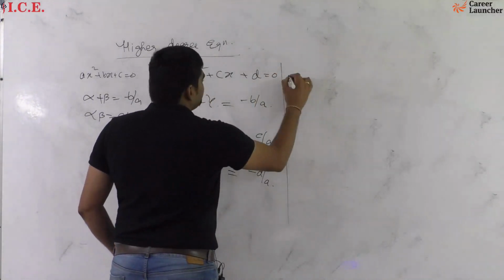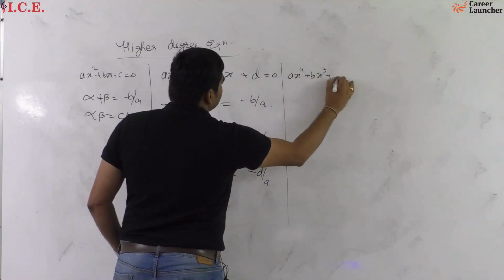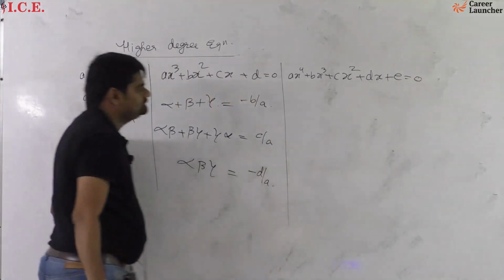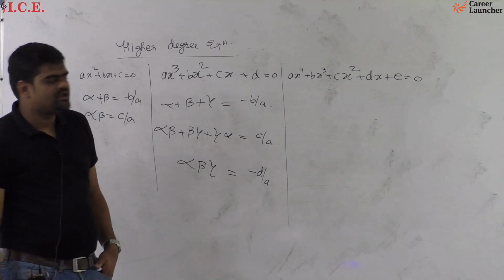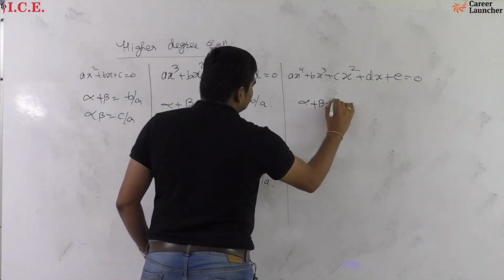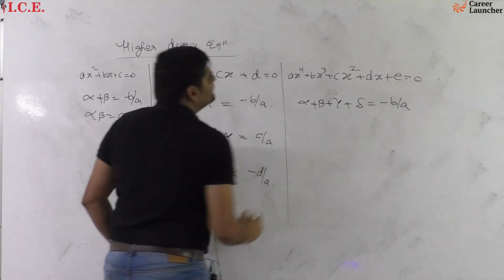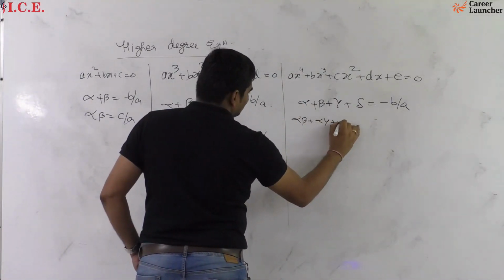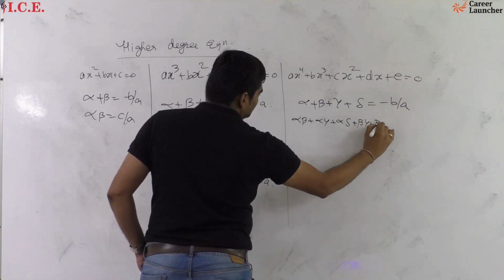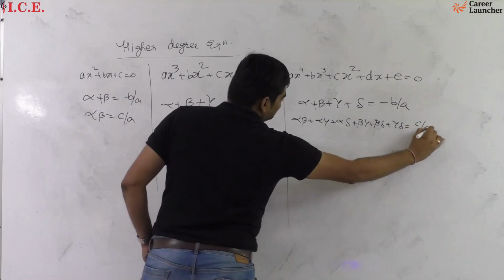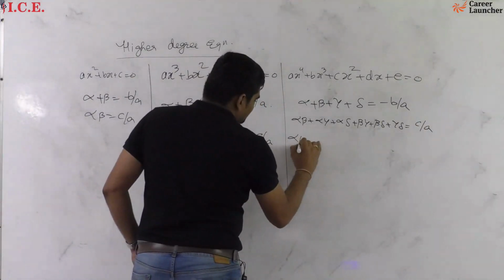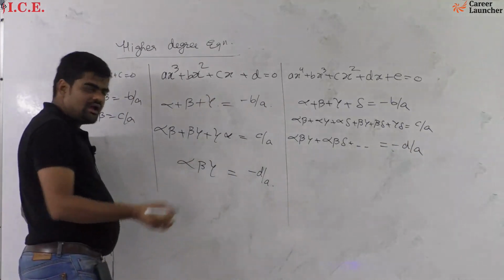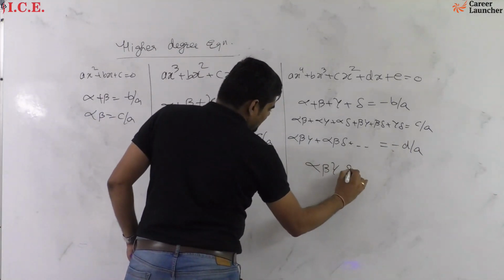Another example: ax power 4 plus bx cube plus cx square plus dx plus e equal to 0. In this case there will be 4 roots, and alpha plus beta plus gamma plus delta will be minus b by a. The same process is going on. The product of 2, that is alpha beta plus alpha gamma plus alpha delta plus beta gamma plus beta delta plus gamma delta, will be c by a. Similarly, the product of 3, alpha beta gamma plus alpha beta delta and so on, should be equal to minus d by a. And the fourth one, alpha beta gamma delta, will be e by a.